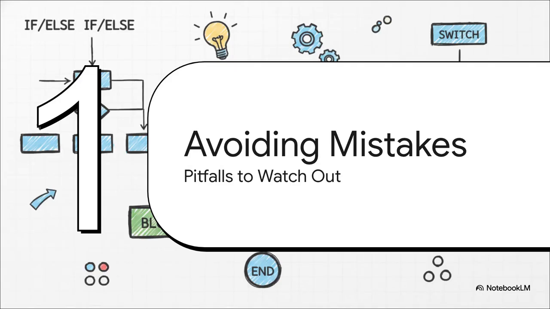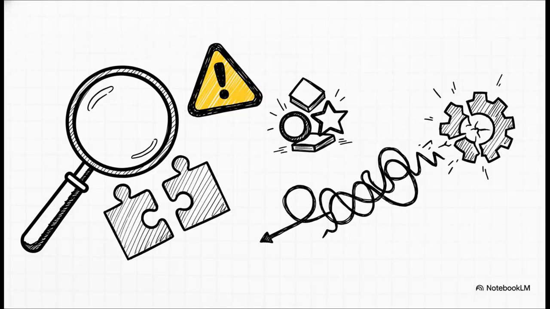And finally, Section 6, Avoiding Common Mistakes, Pitfalls to Watch Out For. I want to frame these not as failures, but just as totally typical hurdles that all developers face when writing flexible code. Let's rapid fire through them. First up, using a single equal sign instead of a double equal sign. A single equals attempts to assign a value, whereas a double equals checks for equality.